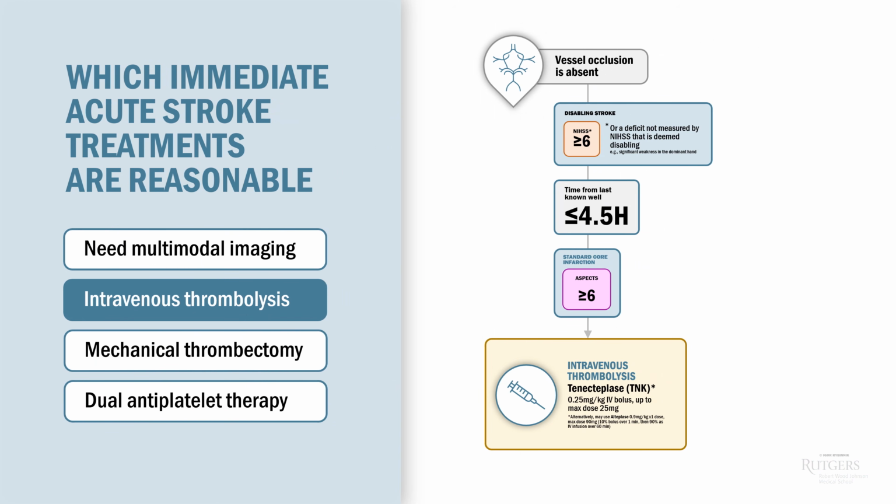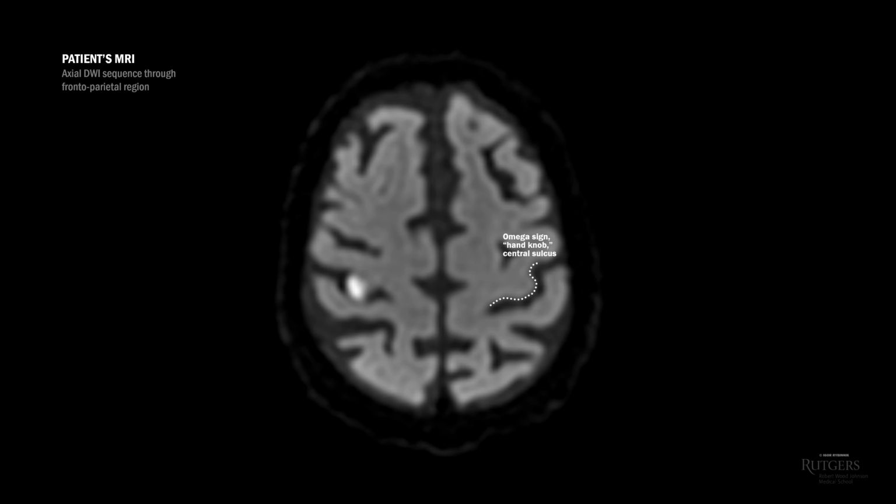This patient has no large vessel occlusion, but weakness in the dominant hand is considered disabling. It doesn't matter that the NIH stroke scale score is 0. He's within the standard 4.5-hour window, CT is normal, so we should just proceed with IV thrombolysis. And that's what we did.